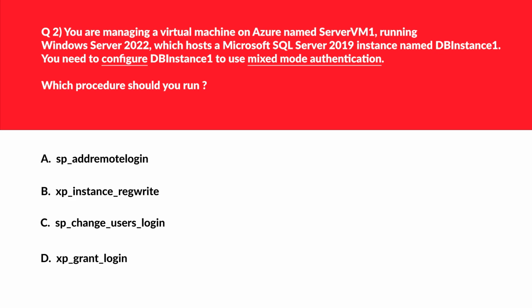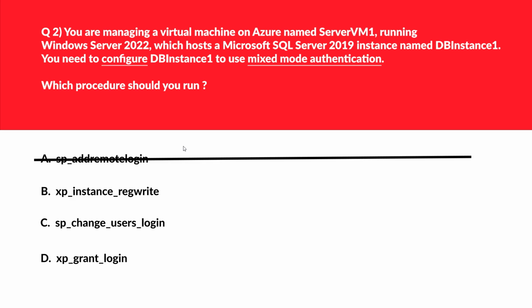All right, now we have a classic database question where we need to configure mixed mode authentication. So let's look at option A. It says sp_add_remote_login. sp_add_remote_login stored procedure, as the name suggests, SP means stored procedure, adds a remote login to SQL Server but does not configure authentication modes, what we require as per the question.